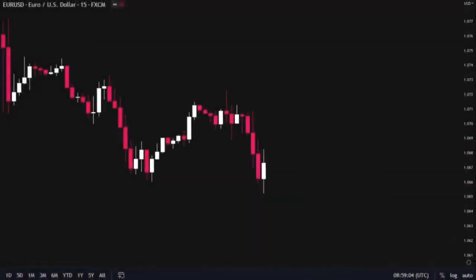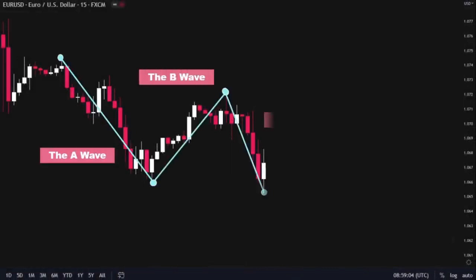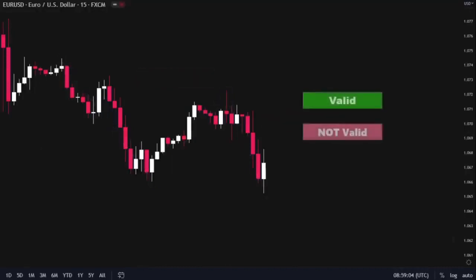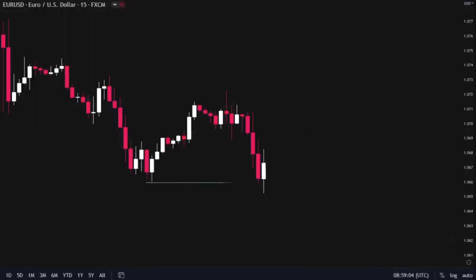So we have the euro-dollar pair on the 15-minute time frame on our chart. This is the A wave. Then we have the B wave and also the C wave. Once we have identified the ABC pattern, we should see if this ABC pattern is valid or not. For that, we draw a line from the highest point of the A wave to the current price.